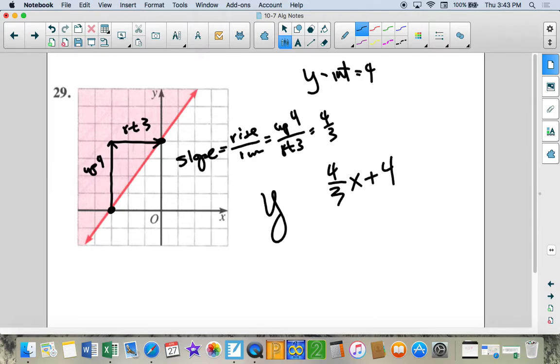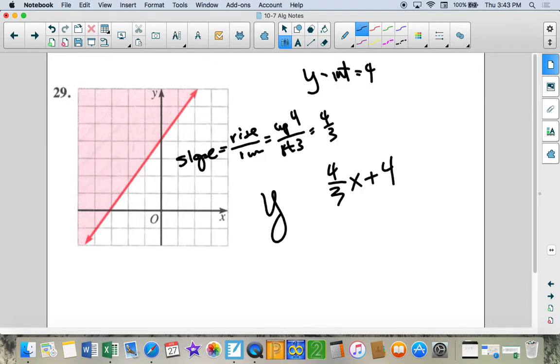Now I've got to think about this inequality. I see that it's equal to, so is it going to be greater than or equal to, or is it going to be less than or equal to? Don't assume. If we look at the shading, it shades up, so we go, oh, well, it has to be greater than or equal to. Well, we can also look at this. It actually goes to -2. Oh, so that means it's less than or equal to.